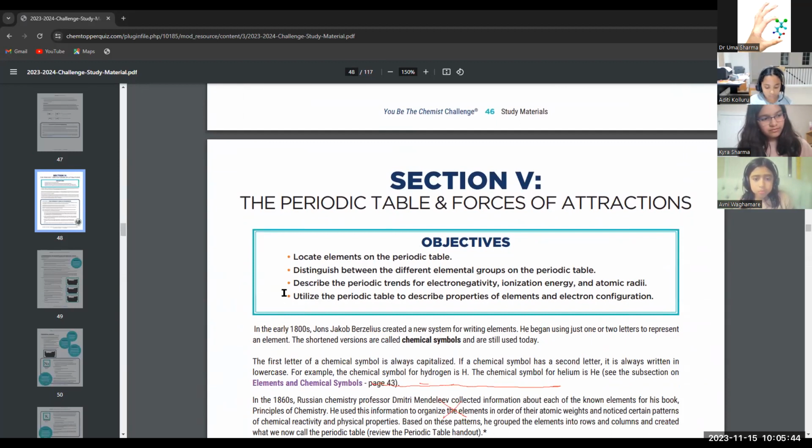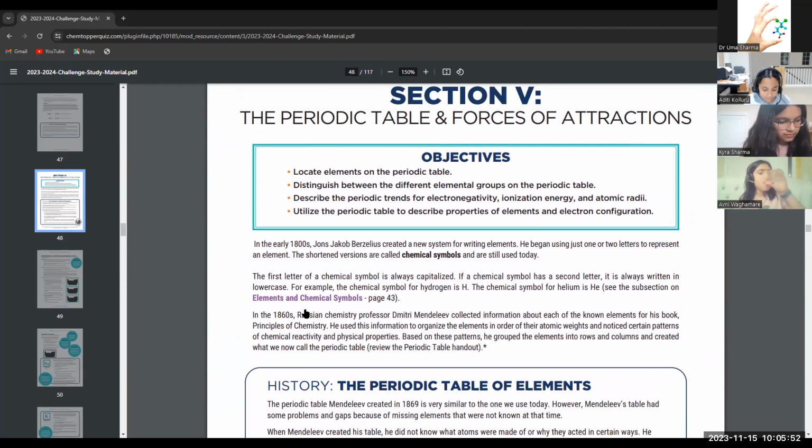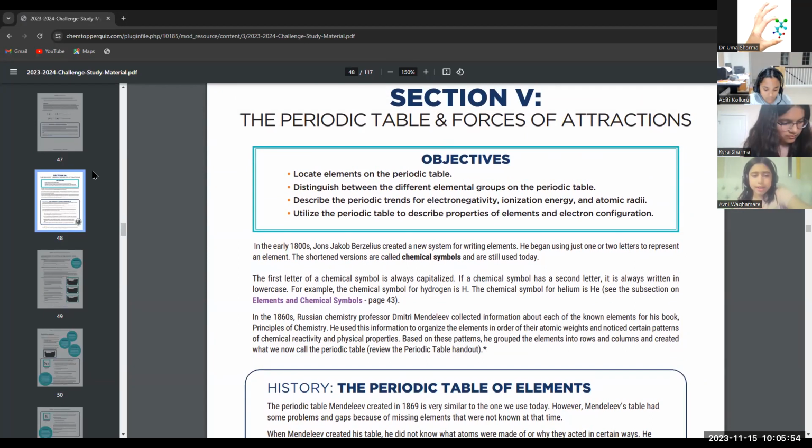Section 5, periodic table and periodic trends. You already know the meaning of chemical symbols. If I write a chemical symbol like this, X, what does X mean? The element symbol. And what does Z mean? I think it means the atomic number.